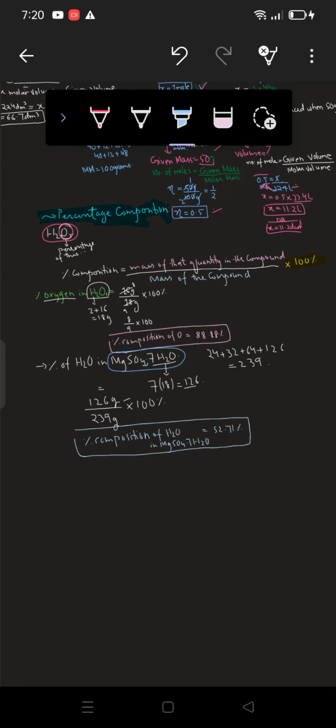So today we have covered a very important topic, and that was related to percentage composition. Means you can find the percentage of any element which is present in the compound. So this was all for today. In the next video, we'll be studying molecular formula and empirical formula.